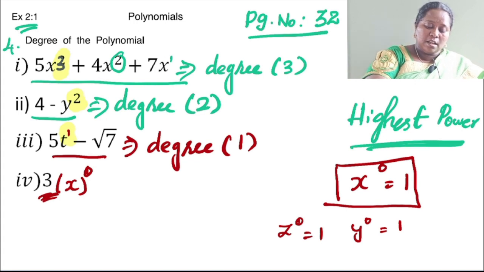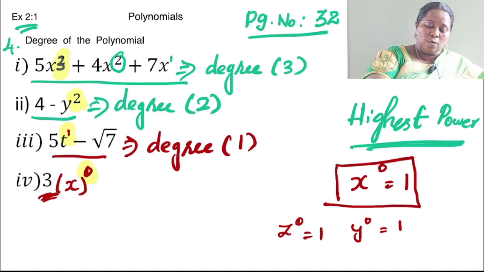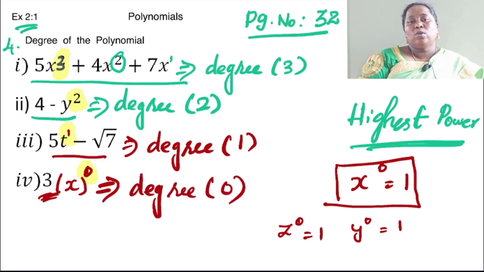So now what is the degree? The variable x has the power 0. Therefore, the degree of the polynomial is 0 here.